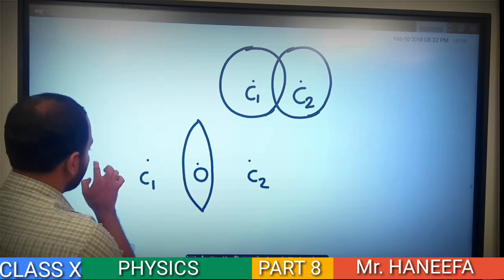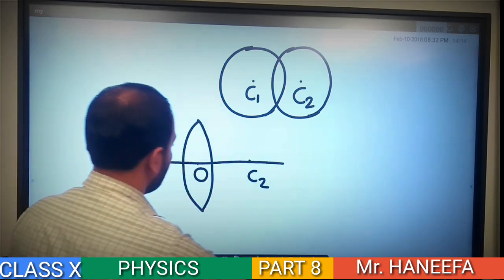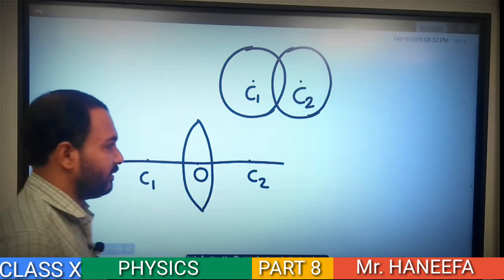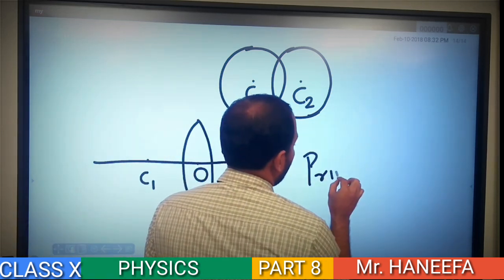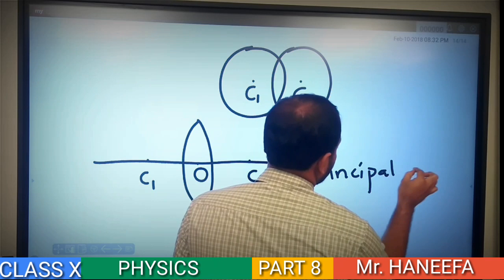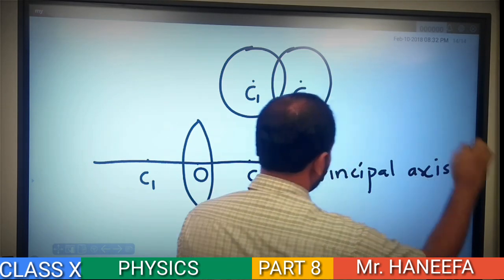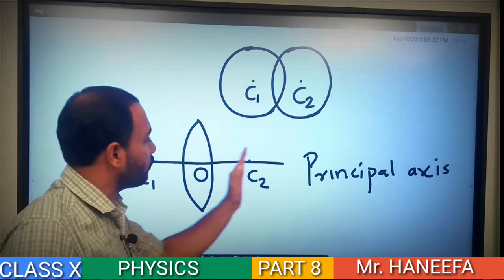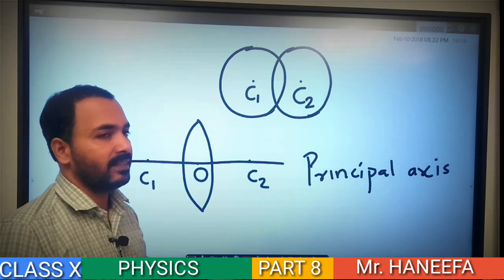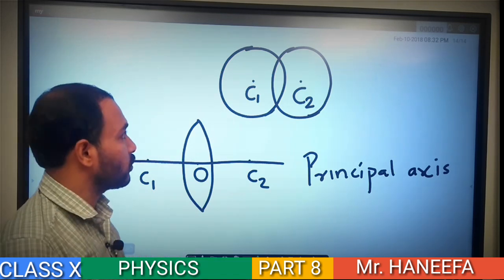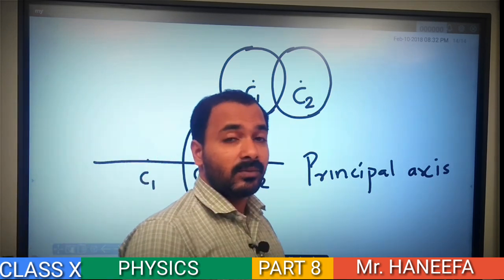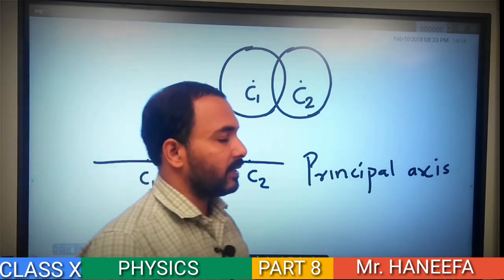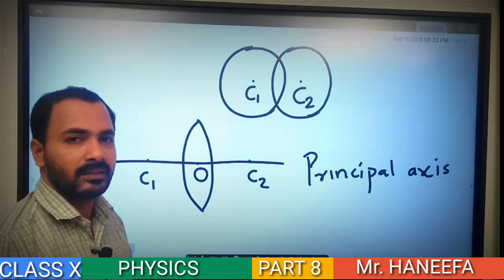Here is one line passing through the centers of curvature and the optical center. It is called the principal axis. What is the principal axis? The line passing through the centers of curvature and the optical center is called the principal axis. So now we discussed three terms. One is center of curvature, second is optical center, third is principal axis.